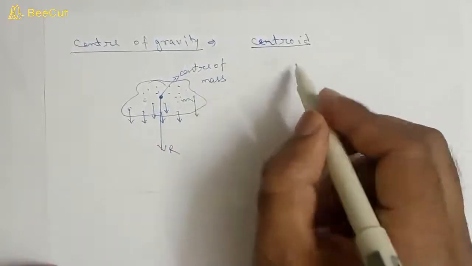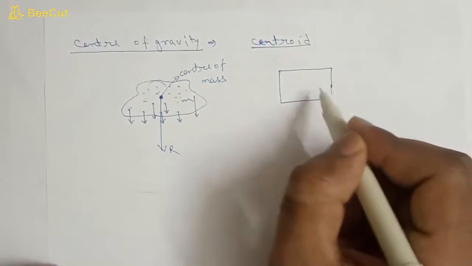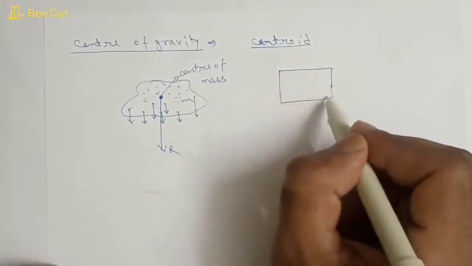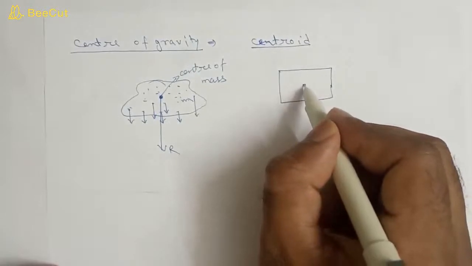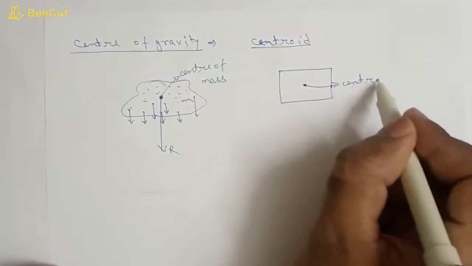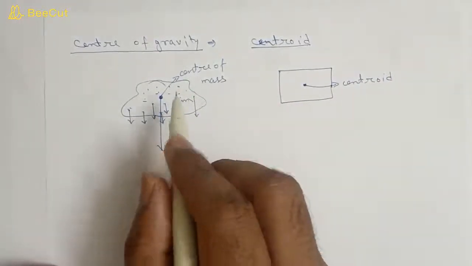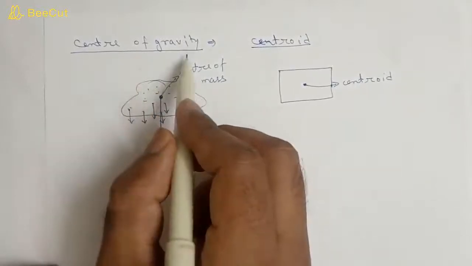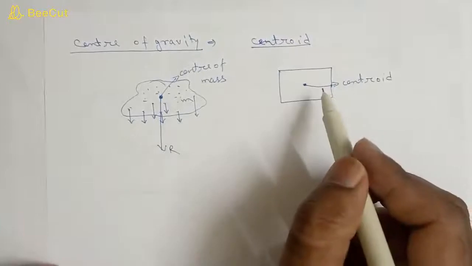And similarly, if this is an area, then this area can be assumed to be concentrated at a point which is called the centroid. So centroid and center of gravity are similar. This can be called center of gravity or center of mass.